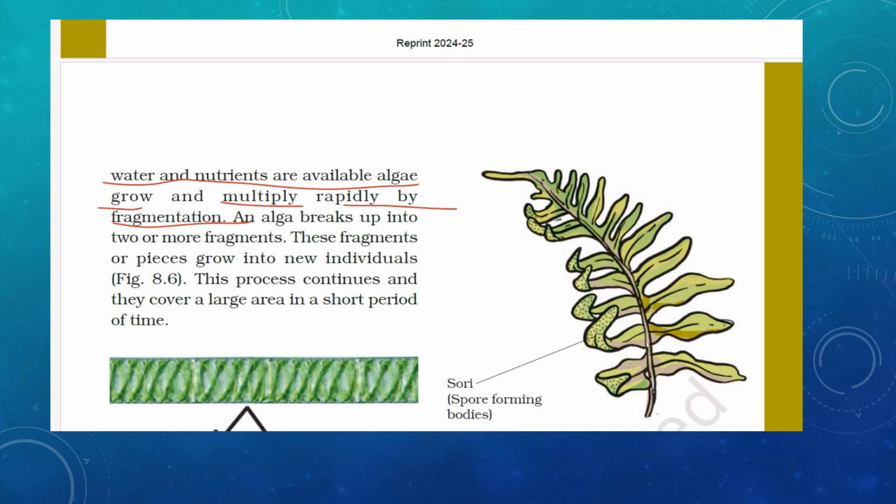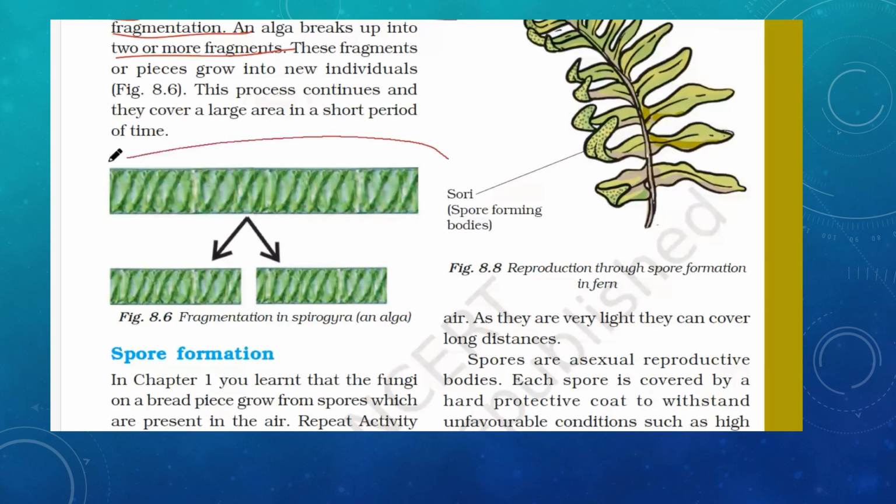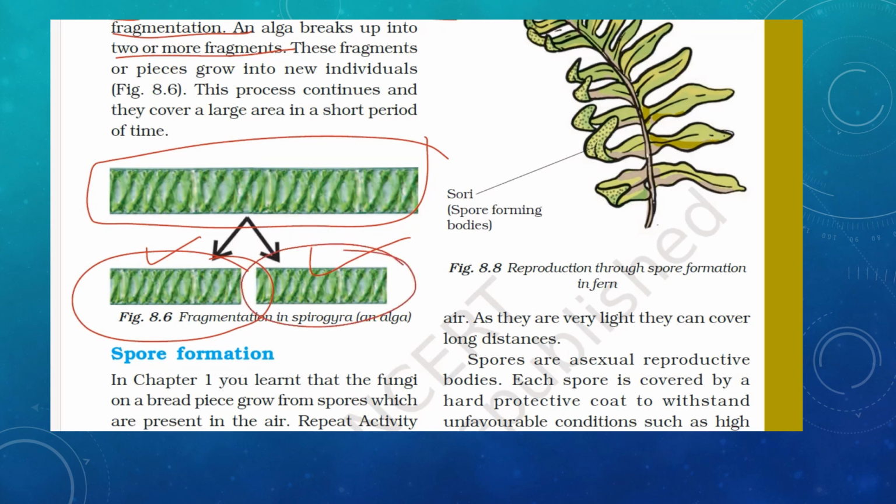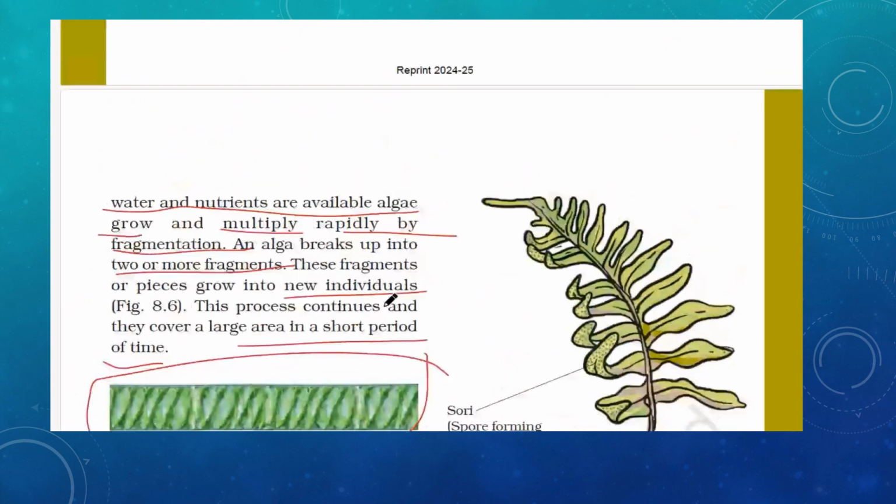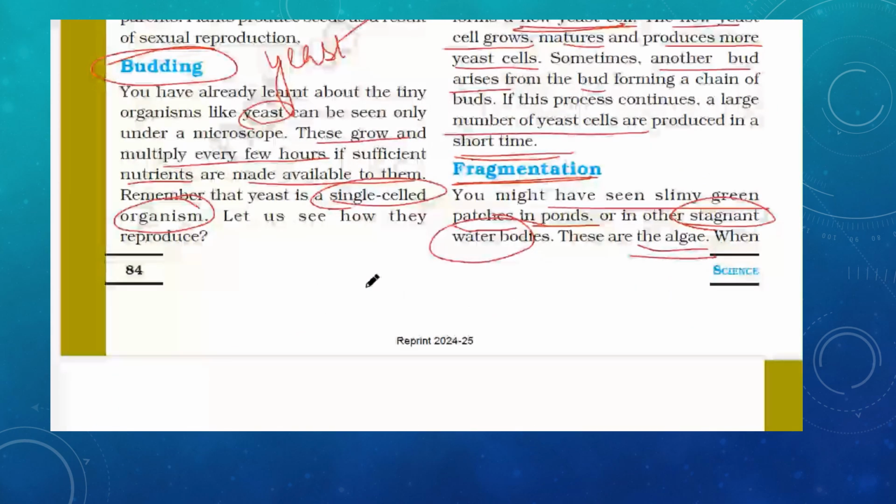So what is happening here? The algae breaks up into two or more fragments. So this is an alga, and when it breaks into two or more fragments, each fragment will give rise to a new individual. These individual pieces grow into new individuals, and this process continues over a large area in a short period of time. Again, each individual will divide and form a new one. So this keeps on forming, and this process is called fragmentation.